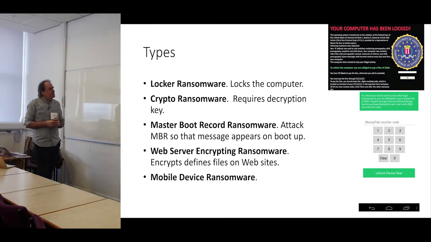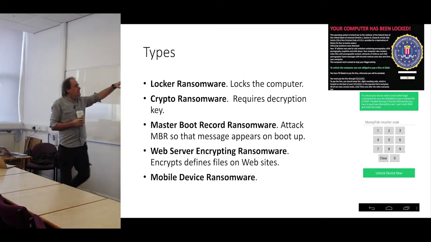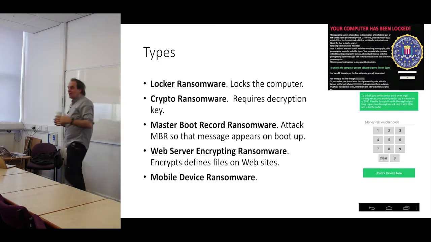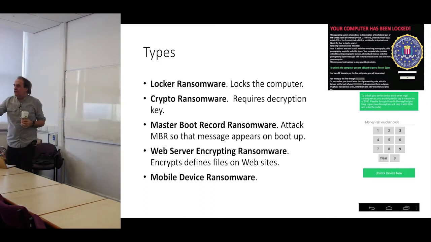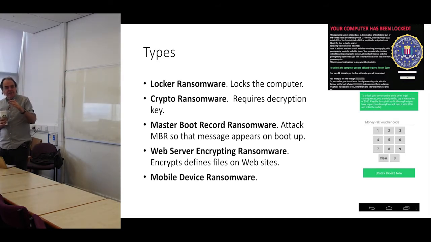So what are the main methods that ransomware uses? The more traditional one is the locker. The locker just locks your machine so that you can't get into it at all. A good thing with that is that you could probably go to system recovery, you could probably take your hard disk out, and you can probably get remote access to the machine.